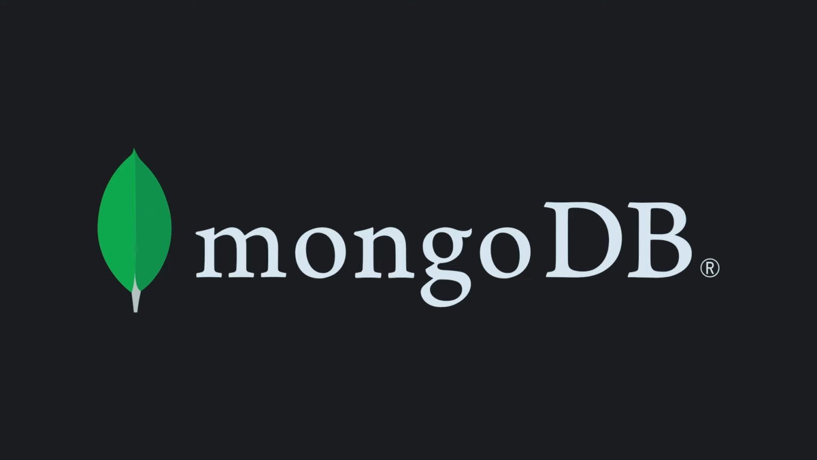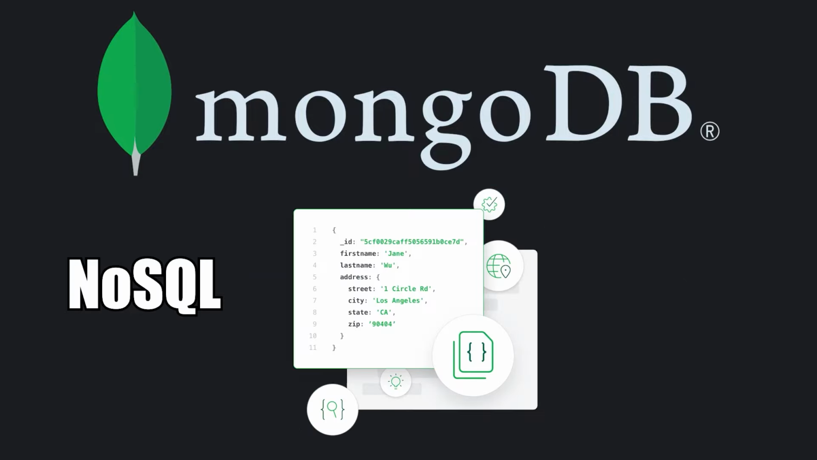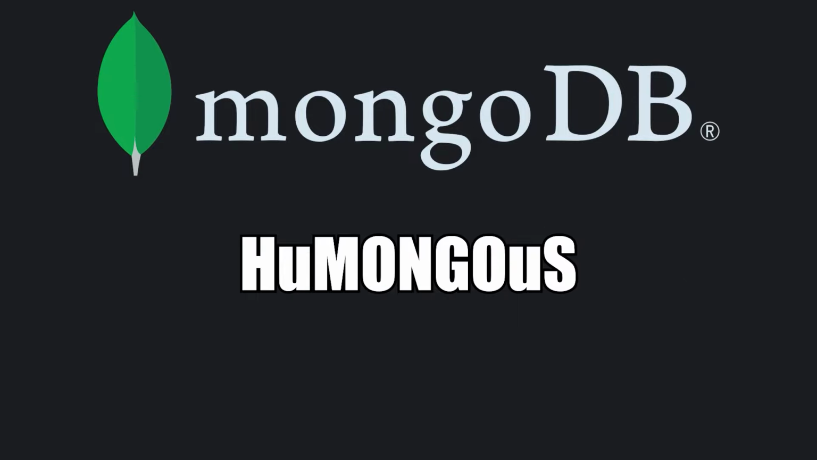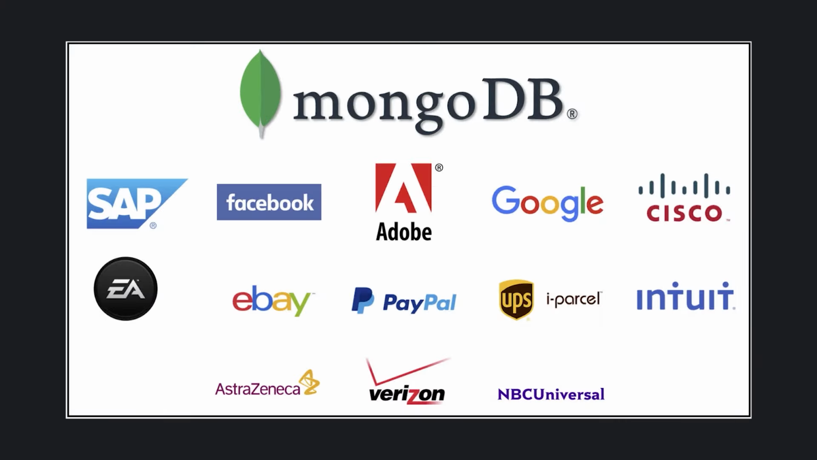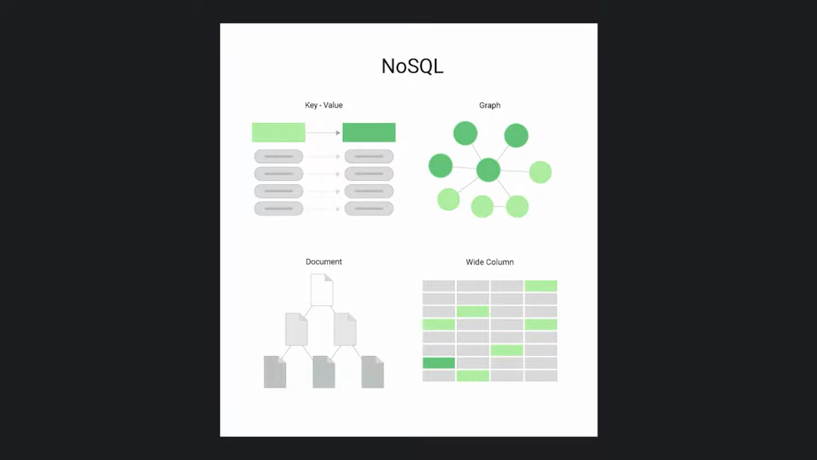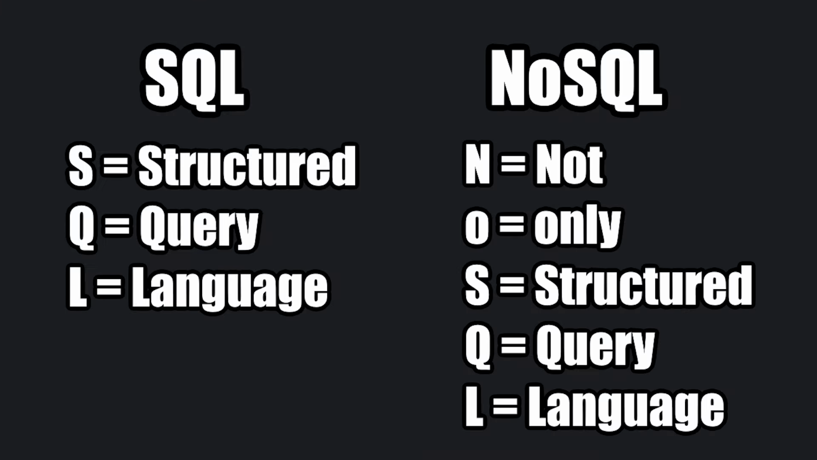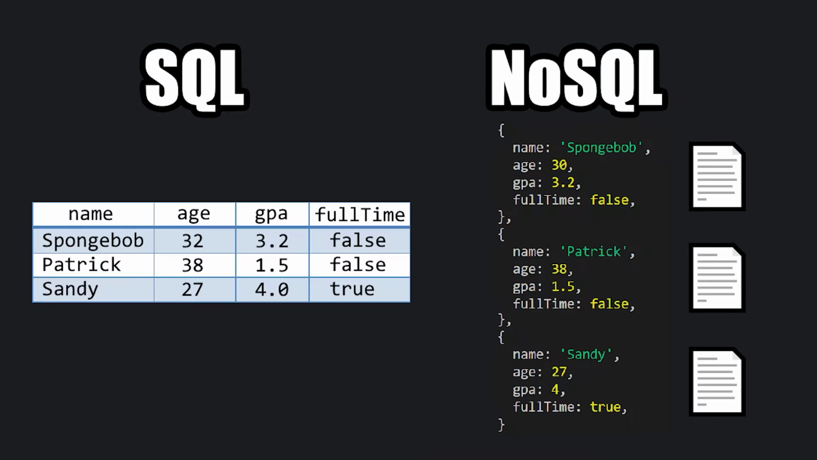What the heck is MongoDB? It's a NoSQL database management system that can manage a humongous amount of data. And it's becoming increasingly popular. It's favored by many big tech companies. Unlike relational database management systems, MongoDB uses a NoSQL format to store and retrieve data. NoSQL means not only SQL, it's where data is stored in various formats besides a traditional SQL table.